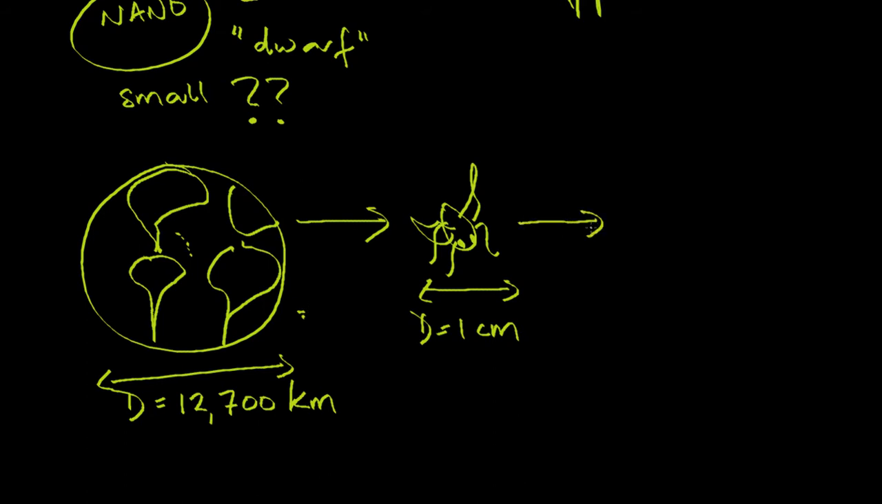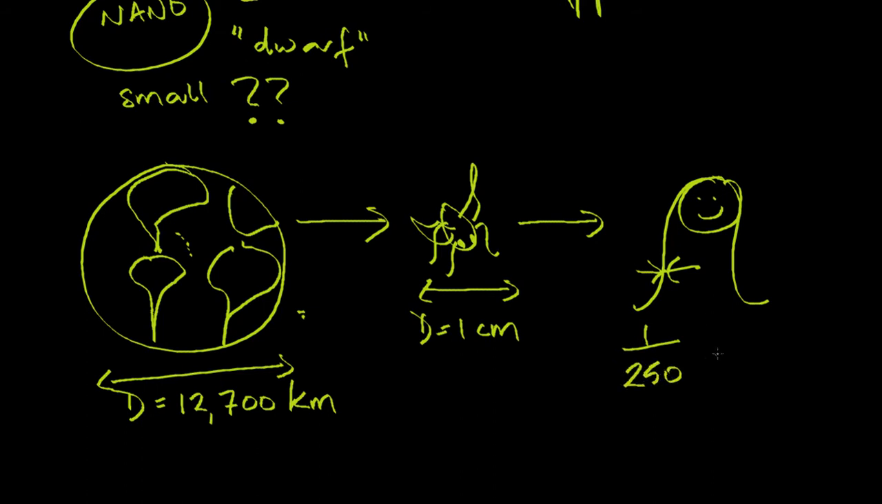So let's take that even smaller and look at a single strand of hair. So a single strand of hair is about 1/250 or 250th of an inch. So in other words, you'd have to place 250 strands of hair side by side to occupy the space of 1 inch.